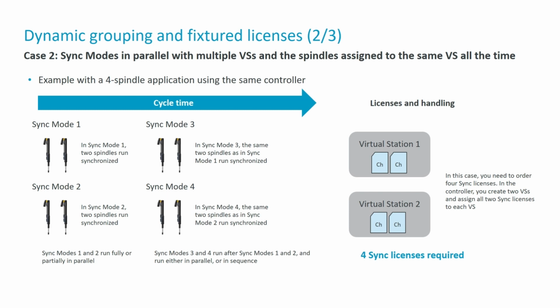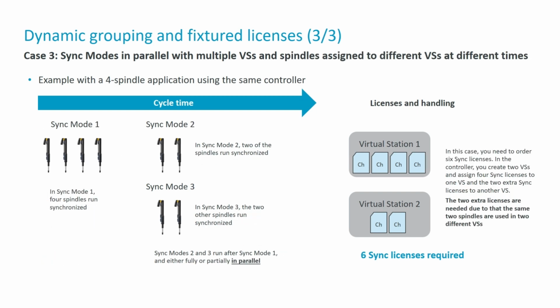to virtual station 2. So in this example, we only need 4 sync licenses as none of the spindles are used outside of their virtual stations at the same time. For programming, you create 2 virtual stations and assign 2 sync licenses to each virtual station.